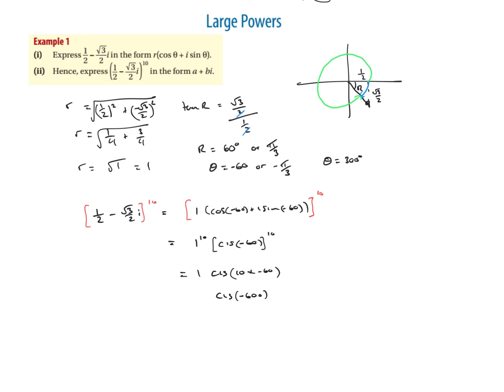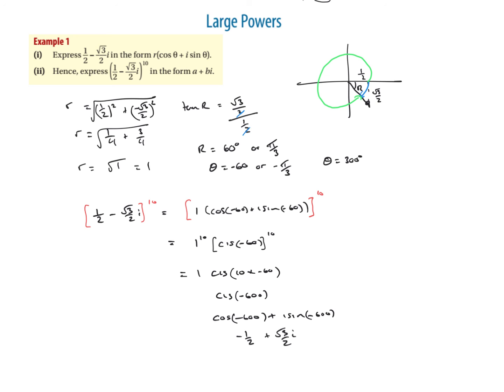We're not quite finished, nearly there, but it wants the form a plus bi. So it wants us to work it back into rectangular form. That's not a bother. Let's do that now. We say it's cos of minus 600 plus i sine of minus 600. Just stick that in a bracket, and then we're going to do them separately. First thing I'm going to do is work out what cos of minus 600 is. So I'm going to stick that in my calculator. If I do that, I get minus a half. And if I put sine of minus 600 in, I get plus root 3 over 2. And don't forget the i bit.